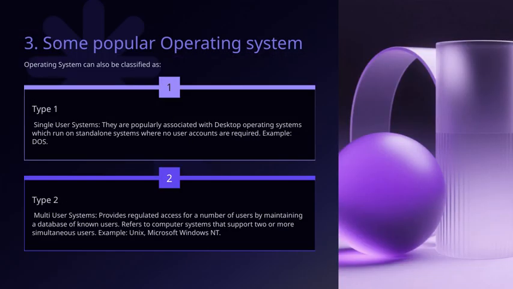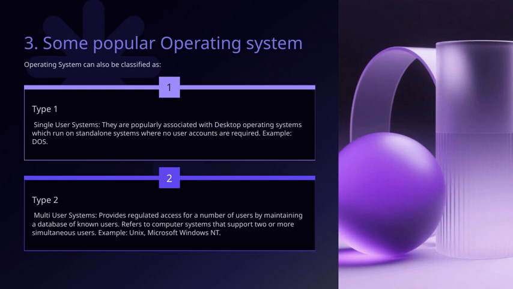Now, let's explore some popular types of operating systems. Operating systems can be classified into different categories based on how they manage users and resources. The first type is the single-user systems. These are typically associated with desktop operating systems, which run on standalone computers. They don't require multiple user accounts, making them simple and straightforward to use. A good example of this is DOS, which many of us might remember from earlier computers.